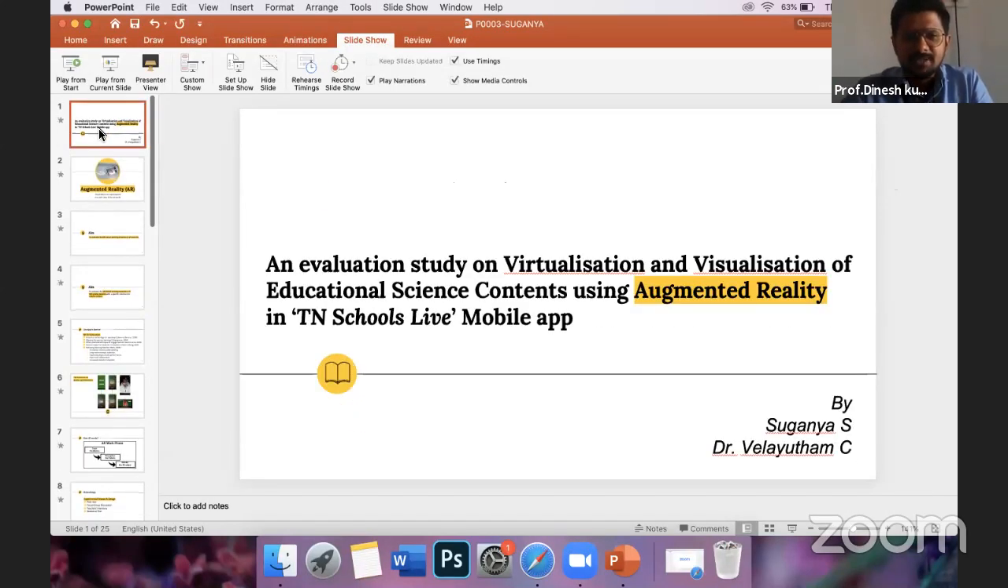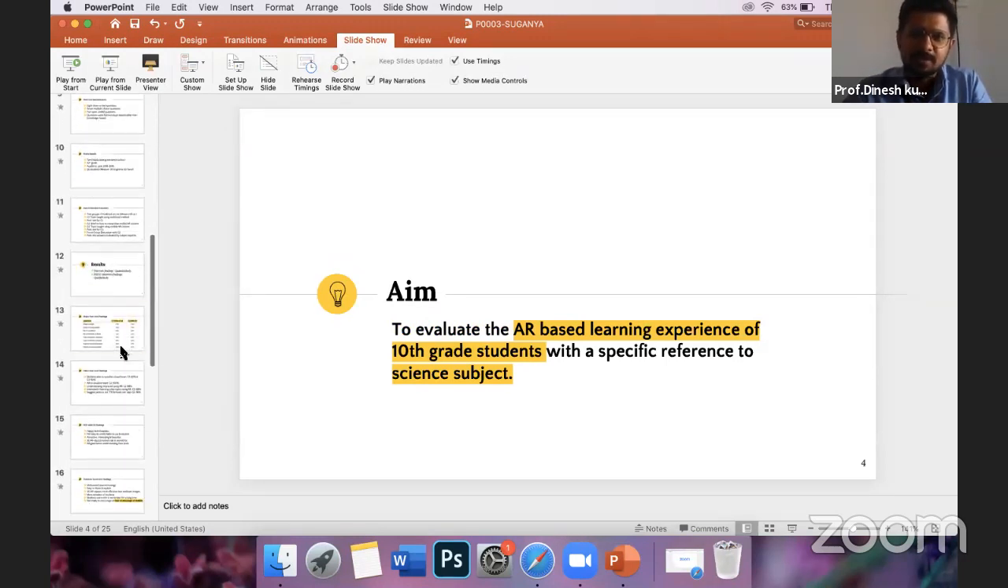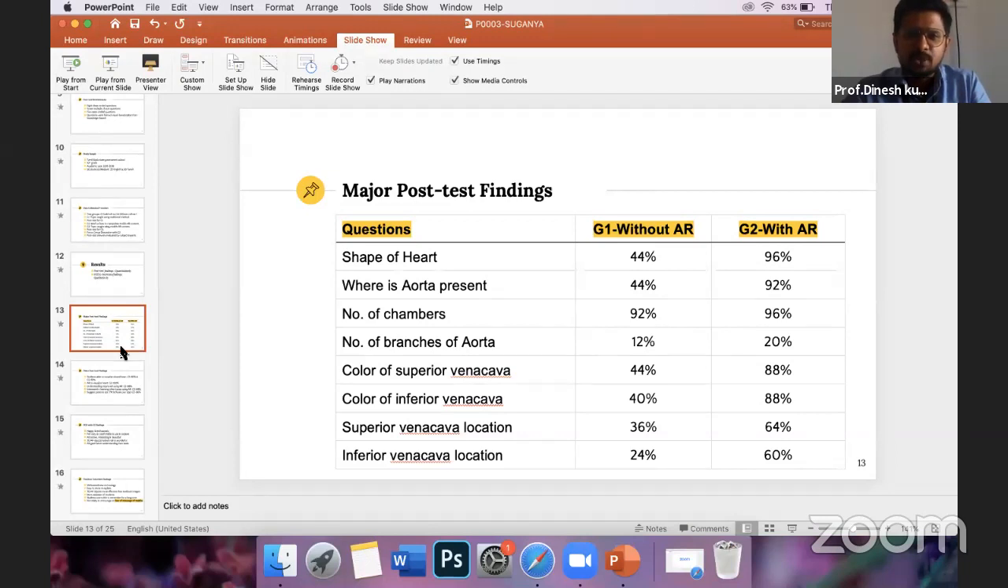In your presentation, it has been mentioned that after the post AR test, when you took the survey from the students regarding the position of left aura and the color of aura, the percentage you've shown is really too much. It seems that students are able to perform better only when they learn from AR. Without AR, their percentage seems like 12%, 44 and 24. And with the AR, you showed that the percentage has increased to 96% and 88. So does it mean that without AR, the students are performing poorly?